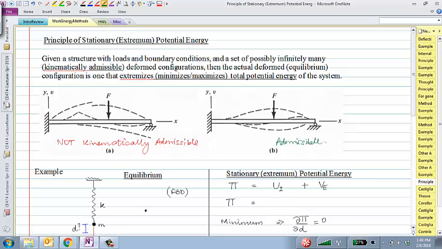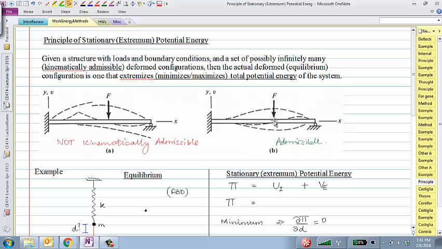So you can imagine that given a structure, given load, given boundary conditions, there are really infinitely many possible configurations that the structure could take, right? And what this principle says is that among all of those infinitely many possible configurations, the actual deformed shape is the configuration that extremizes, it could be minimizing or maximizing, and I'll talk about that in a little bit, usually minimizing, the total potential energy of the system. That includes the internal energy stored in the structure and the external work done by the force.